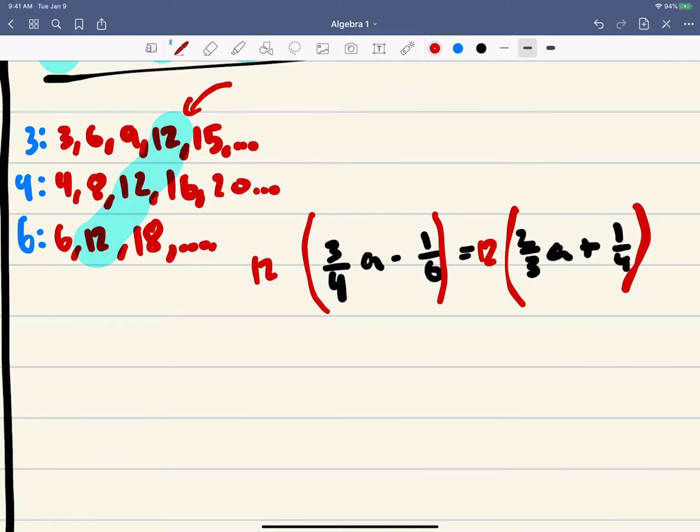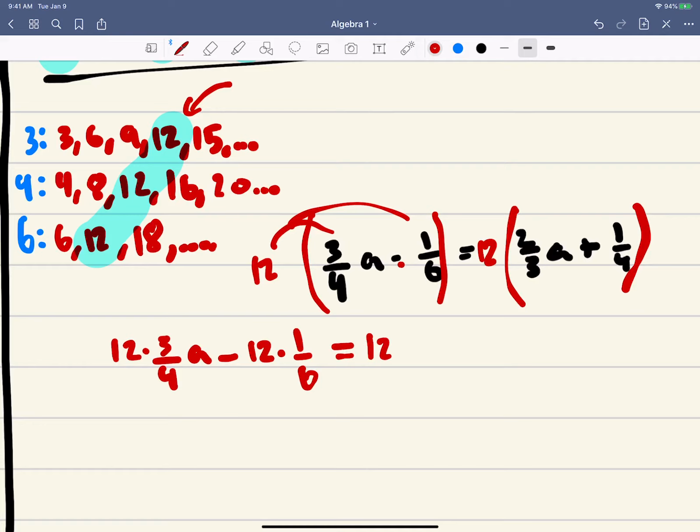Okay? Now what you're going to do is you're going to distribute the 12 twice. Right? So now you have 12 times 3 over 4a minus, because it's a minus, 12 times 1 over 6. And that's going to equal 12 times 2 over 3a plus 12 times 1 over 4. Okay?